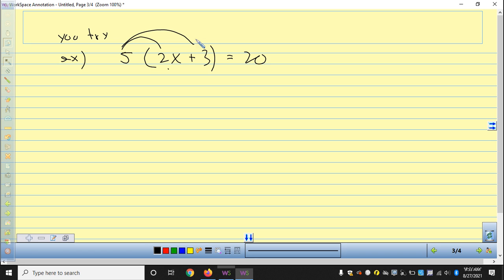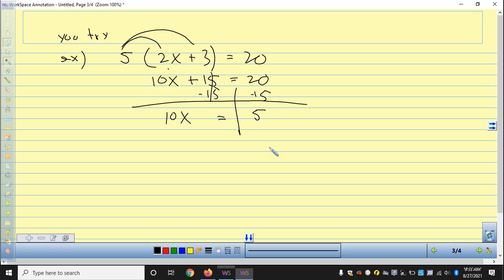All right, so what's our first step here? We can distribute here. So I drew the picture up here. So 5 times 2x is 10x, and 5 times 3 is 15, and we still have equals 20. Well, now this looks more familiar, right? What's our first step? Subtract 15. These go away. The 10x comes down. 20 minus 15 is 5.